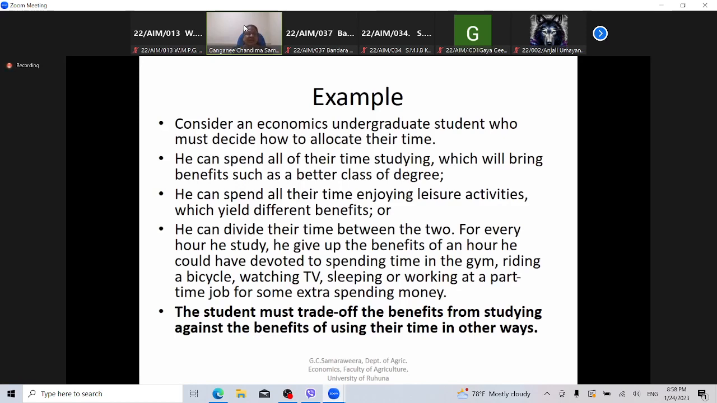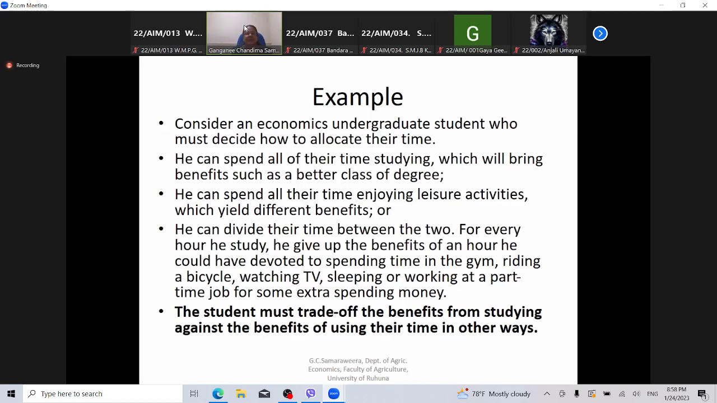For every hour he studies, he gives up the benefits of an hour he could have devoted to spending time in the gym, because if he studies all the time, he has to trade off his time for entertainment or leisure activity. So trade-off means the student must trade off the benefits from studying against the benefits of using their time in other ways. Have you got this point?